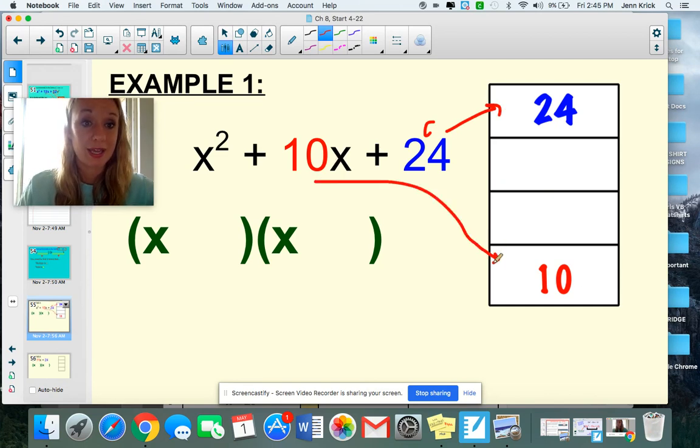Okay, my kids last year, even at the end of the chapter when they could do this so quick, they still set up this little diagram for themselves. And if that helps you, great.